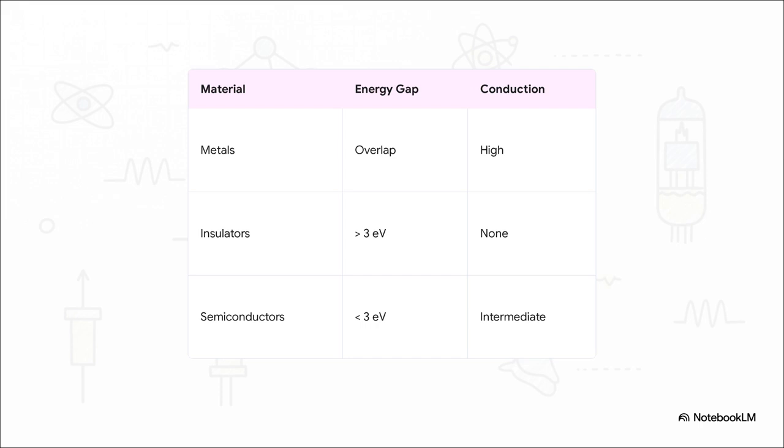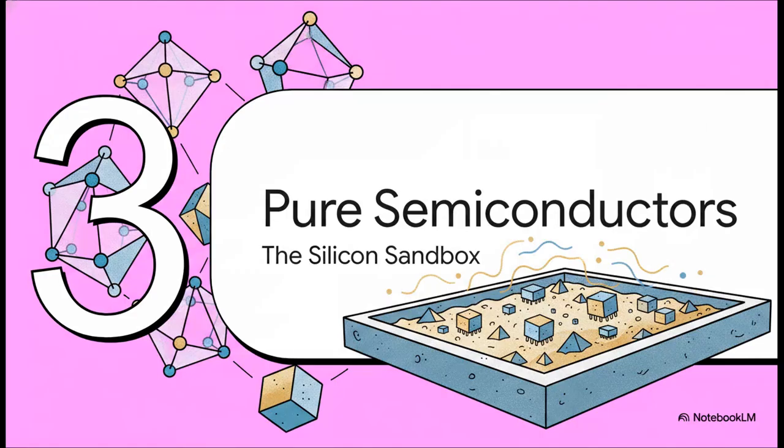But right in the middle, we have semiconductors. They feature this perfect Goldilocks gap, less than 3 electron volts. It's not too big, it's not too small. It is this intermediate gap that allows us to push electrons across when we apply just a little bit of energy. Which brings us to Part 3, Pure intrinsic semiconductors, also known as the silicon sandbox.